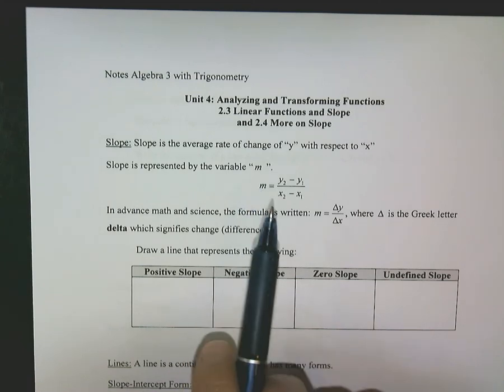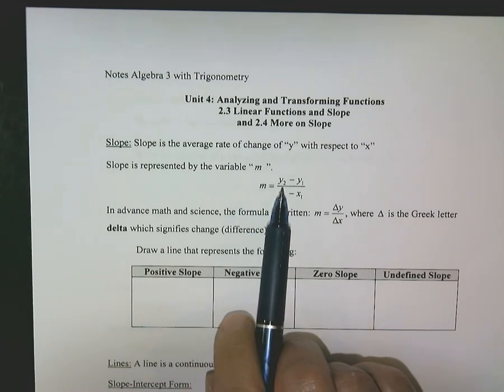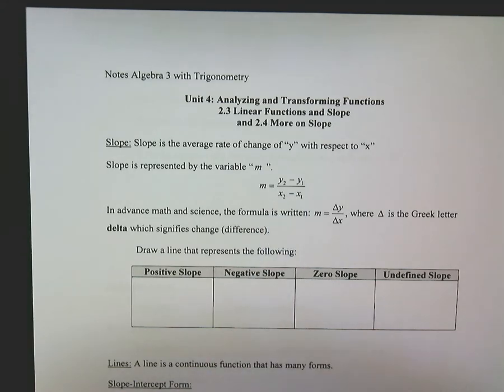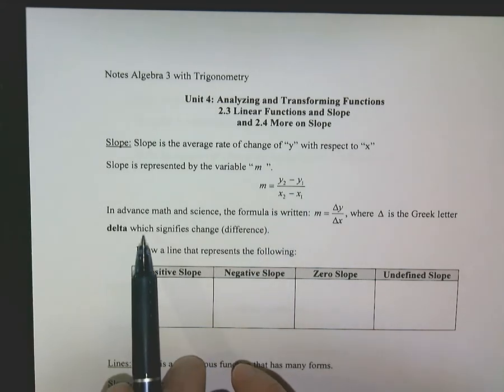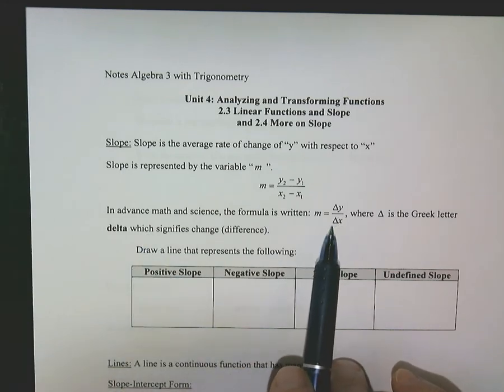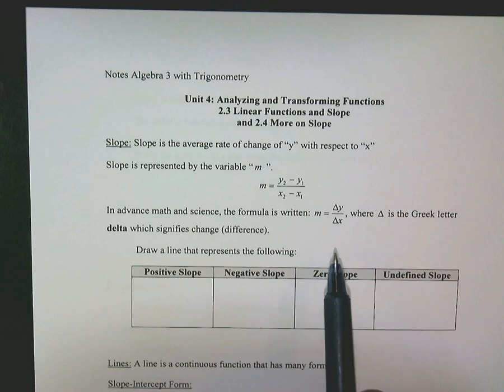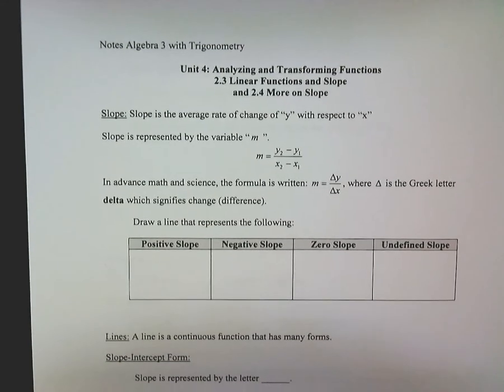This is universal. M is going to be the change in y, so y2 minus y1 over x2 minus x1. I'm going to start using this delta x and delta y. Delta just means change. It's a Greek letter, and you're going to see it more in science classes. So I always start using it in Algebra 1.